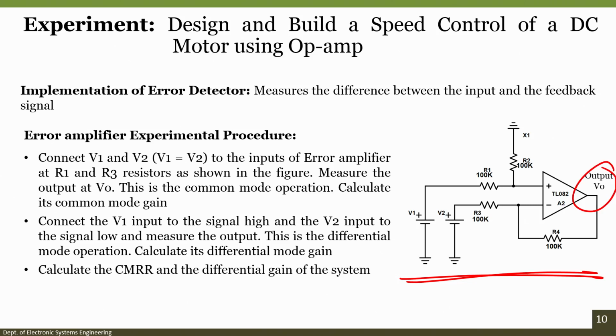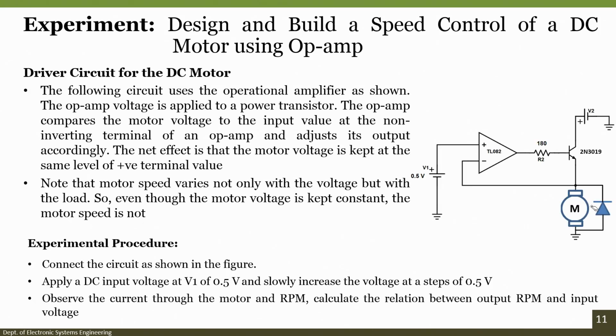You already know how to calculate common mode gain, because we saw the operational amplifier parameters at the start of this course. Then we connect V1 to the input and V2 to the signal low and measure the output. This is a differential mode operation, so you can get the differential mode gain. If you have the common mode gain and the differential mode gain, you can find the common mode rejection ratio. That is what we have to do in this experiment. Again, we will discuss the experiment in detail in the experimental class.